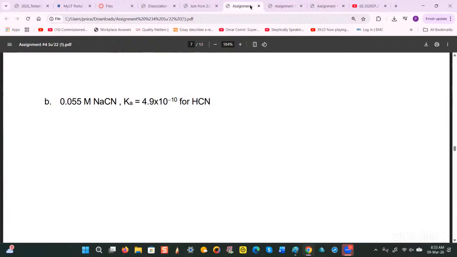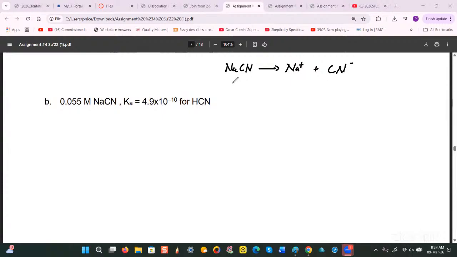The first thing you should recognize is that sodium cyanide will undergo complete dissociation. So I'm just going to do this up here. NaCN will undergo complete dissociation to form Na+ and CN-. Now here's the thing. The Na+ will not interact with water to change the pH, right? Because sodium ions are very stable.